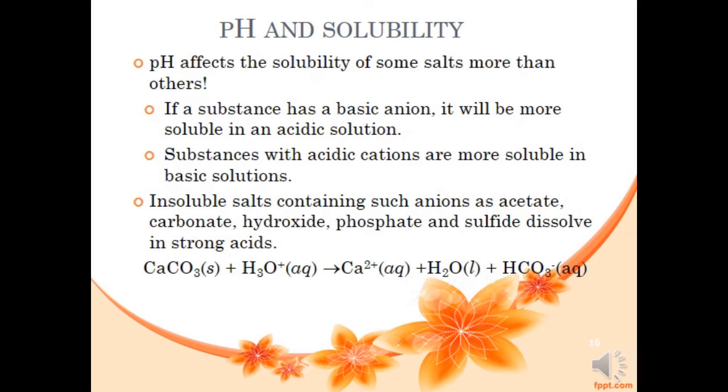Next, we look at the second factor, which is pH. pH will affect the solubility of salt compared to other factors. So the rule is, if a substance has a basic anion, it will be more soluble in acidic solution, and if the substance has an acidic cation, it will be more soluble in basic solution.